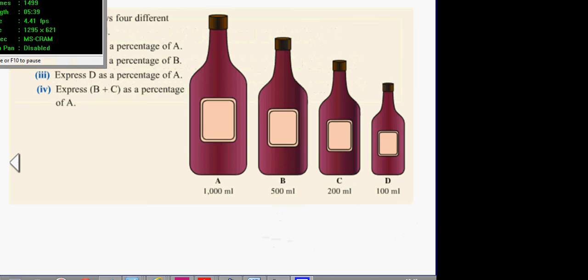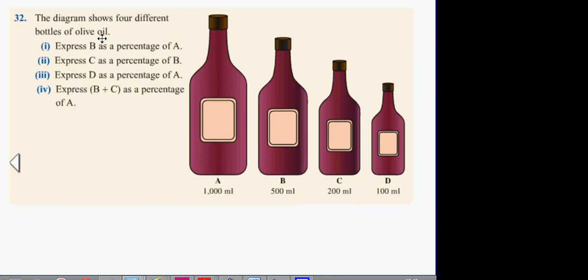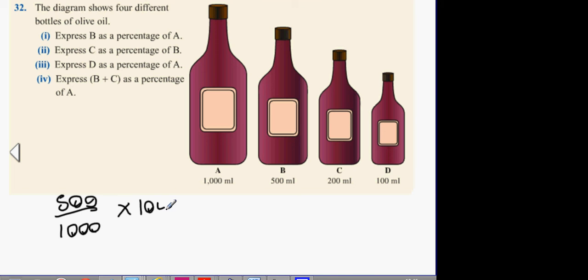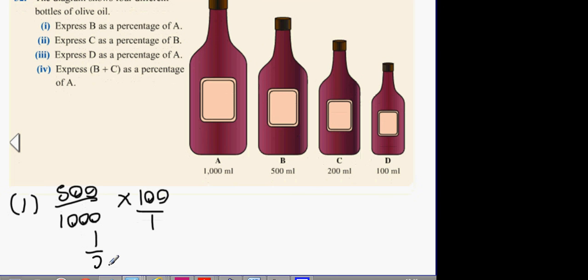Okay, the diagram shows 4 different bottles of olive oil. Express B as a percentage of A. How do we do that? B as a percentage of A. Put B over A. 500 divided by 1000, multiplied by 100 over 1. Okay, and what's that turn out to be? A half. A half multiplied by 100, which is 50%. That's your first question done.